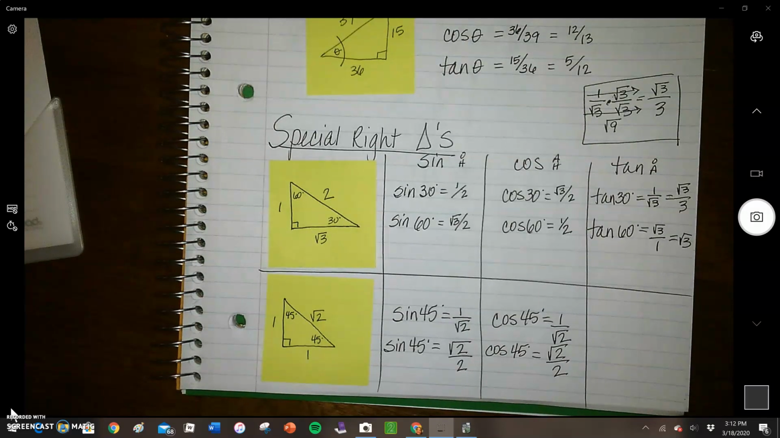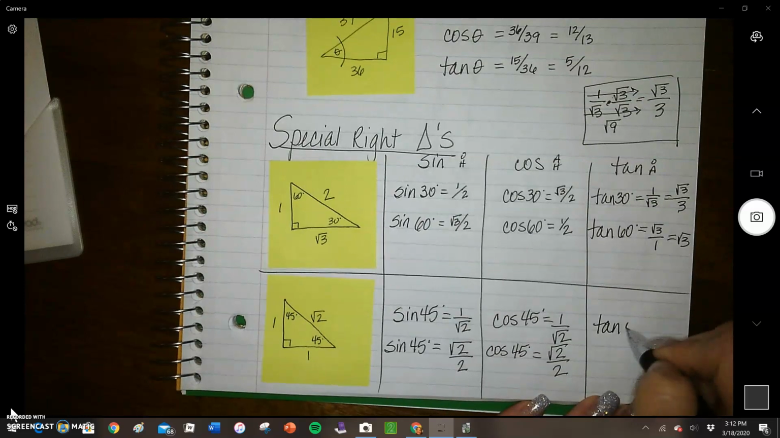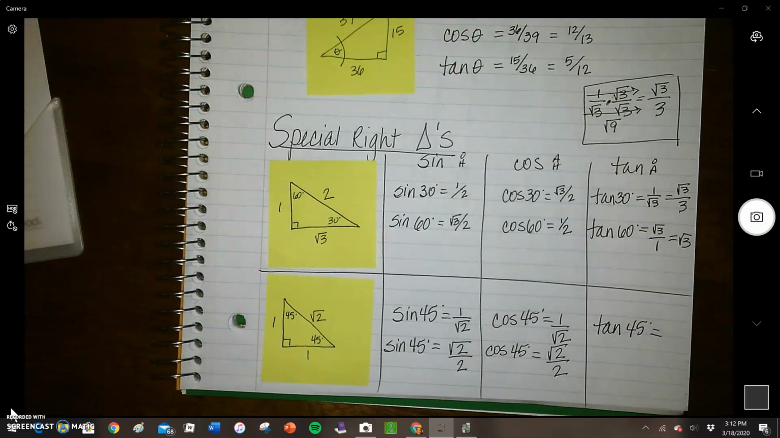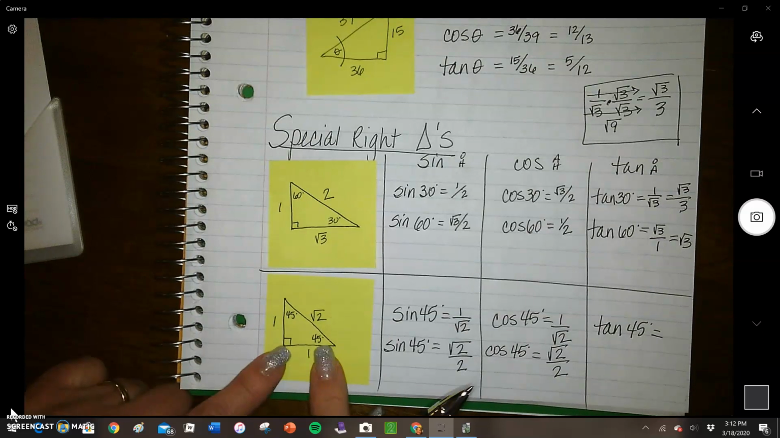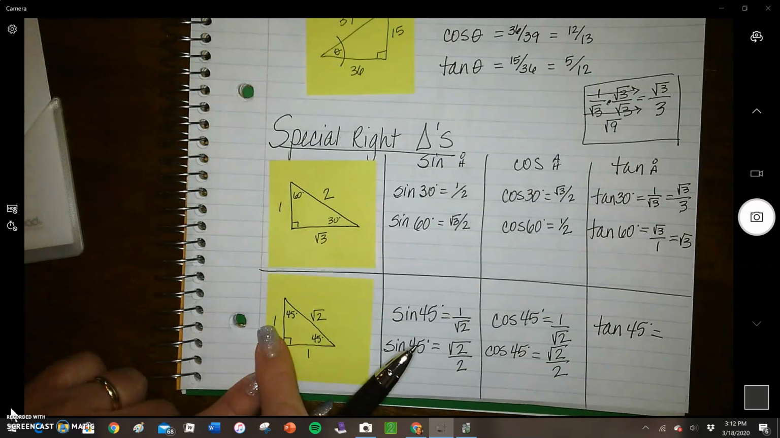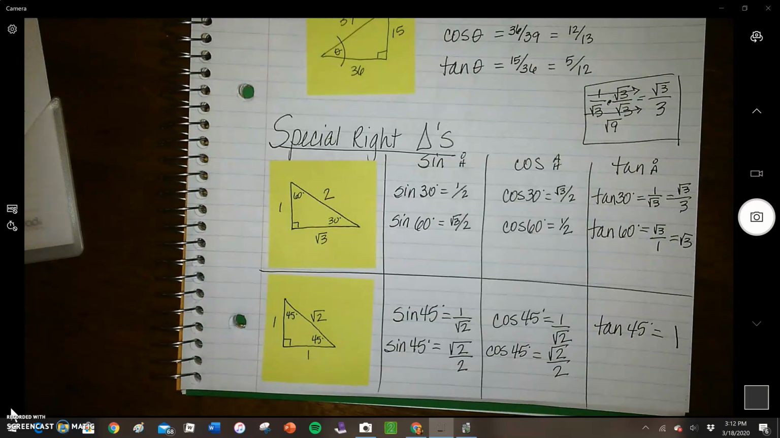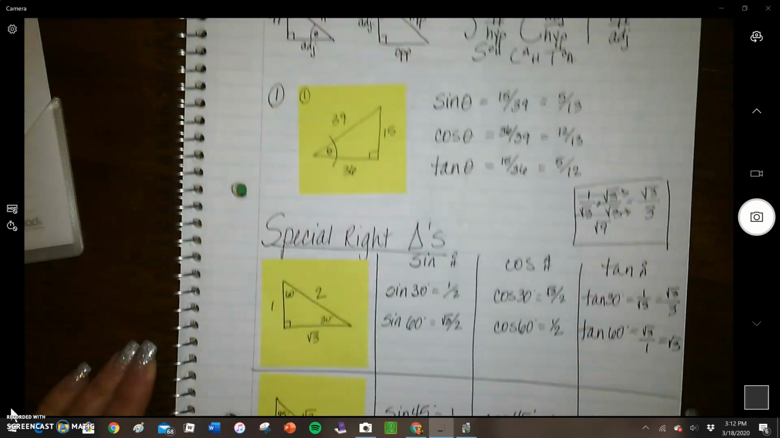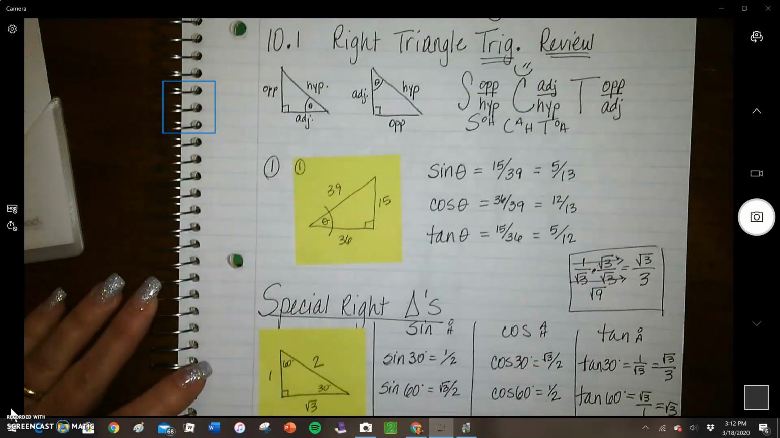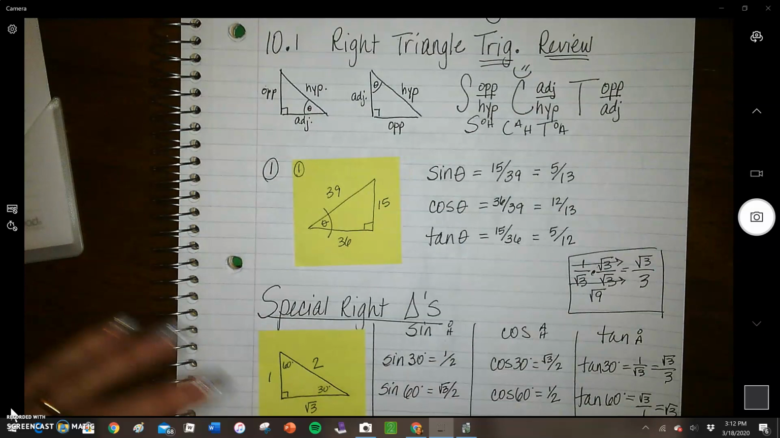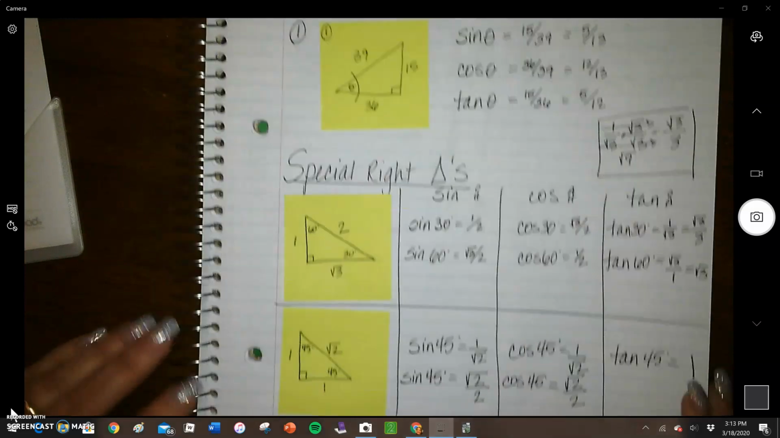Okay? And then last but not least, let's go take care of the tangent of 45. Tangent, remember, is opposite over adjacent. So if you look at your 45, opposite is 1, adjacent is 1, and 1 divided by 1 is just 1. So hopefully that helps you with your review of right triangle trig. Okay?